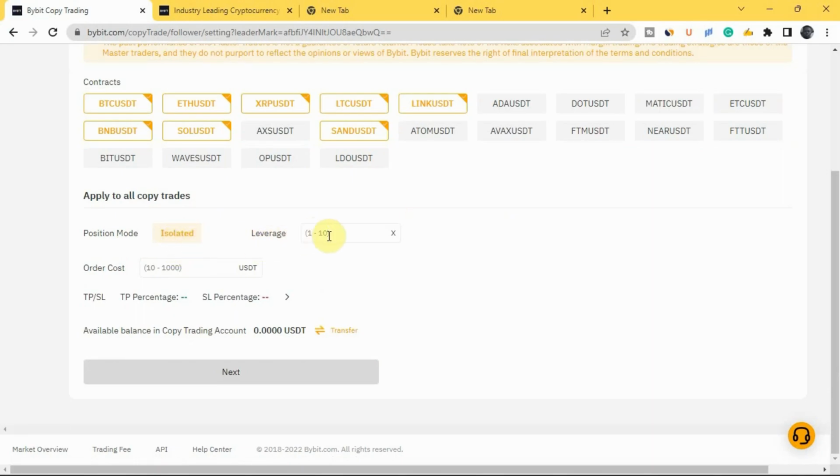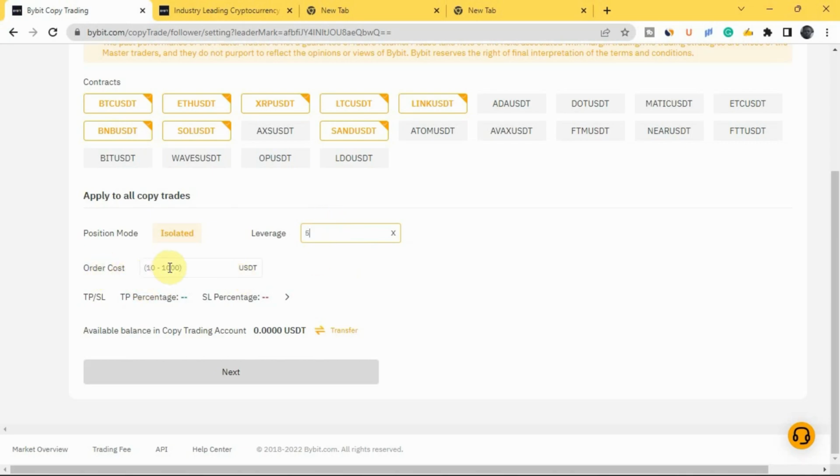The next thing is to select the leverage you want to use, which is between 1 to 10. Now right here, I like the fact that you can't use a leverage that is higher than 10, because personally, I always advise every beginner not to use a leverage that is higher than 10. It is risky, especially for beginners. So I'm going to be using 5 for this video. So let's use 5x leverage.